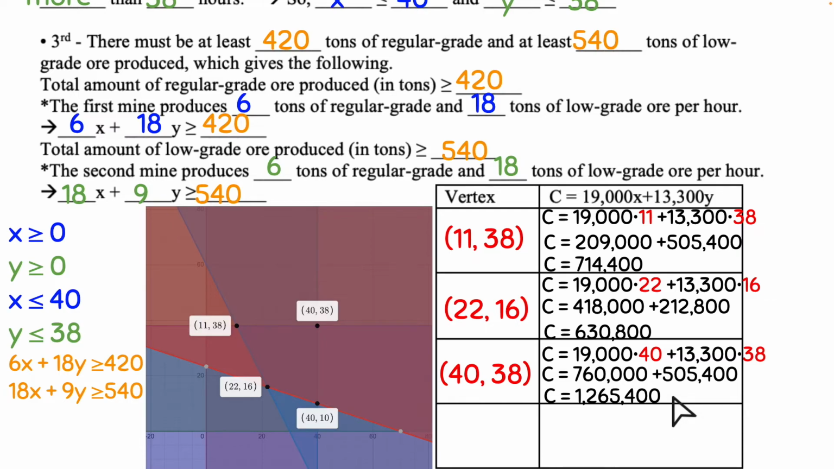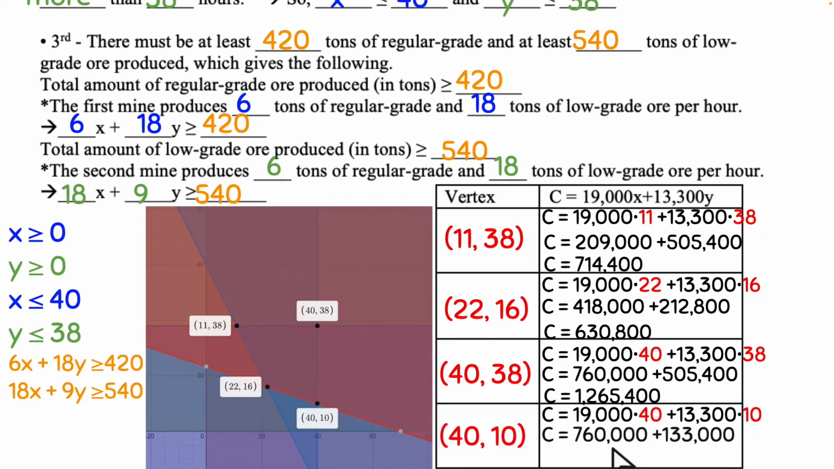And now I'm going to plug in 40 and 10. So I'm going to multiply by 40 and multiply by 10. It's 760,000 and 133,000, and I add together and I get 893,000. So if I'm looking for a minimum, it's going to be this second one that I tried. That's the result with the smallest cost.